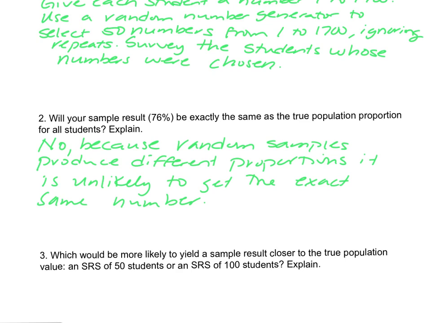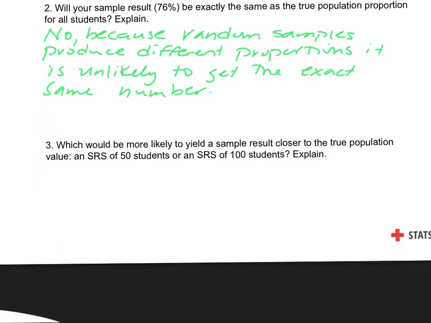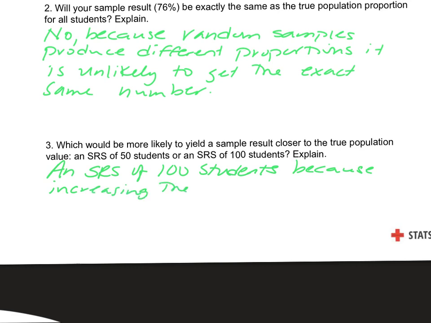Okay, and then the third question says, which would be more likely to yield a sample result closer to the true population value, an SRS of 50 students or an SRS of 100 students? And so, of course, here, remember we said that increasing the sample size reduces the variability. So the answer would be an SRS of 100 students, because increasing the sample size reduces variability.